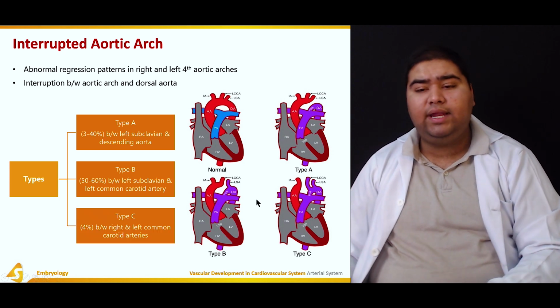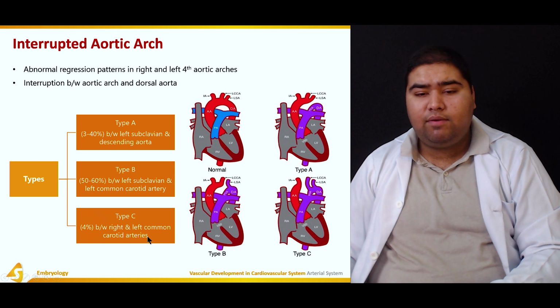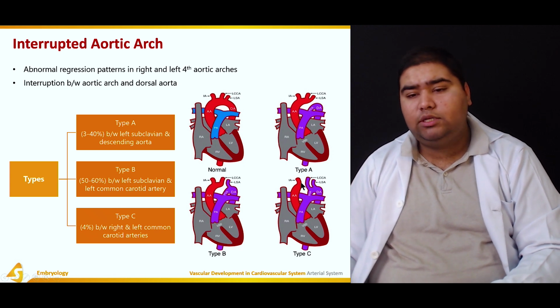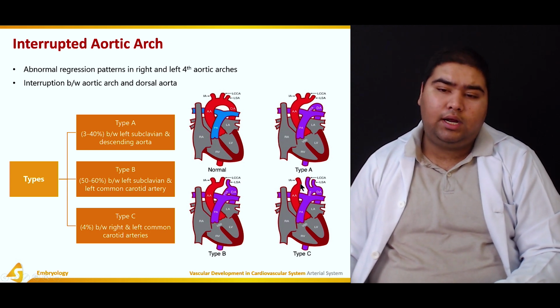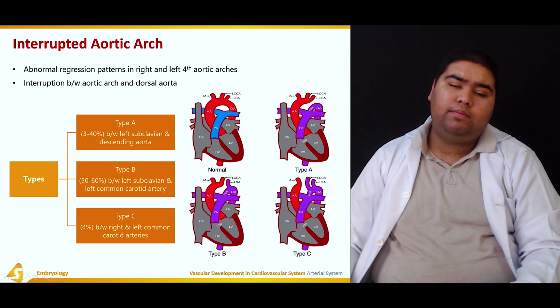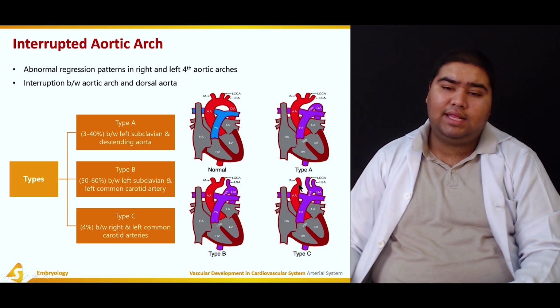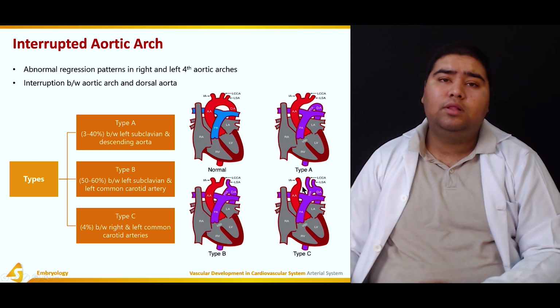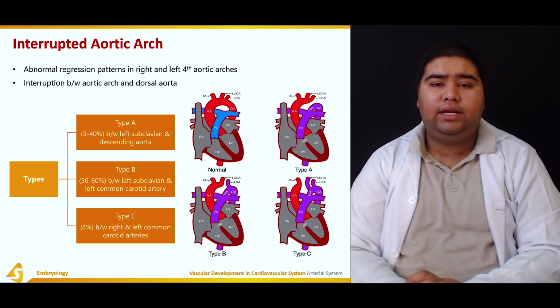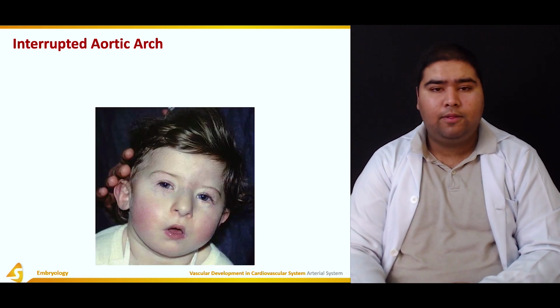And finally type C. In type C we have miscommunication between the left common carotid and the right common carotid, or the innominate artery or the brachiocephalic trunk. Here you can see in the figure there is a miscommunication between the left common carotid and the innominate artery. So these are the three basic types of the interrupted aortic arch.